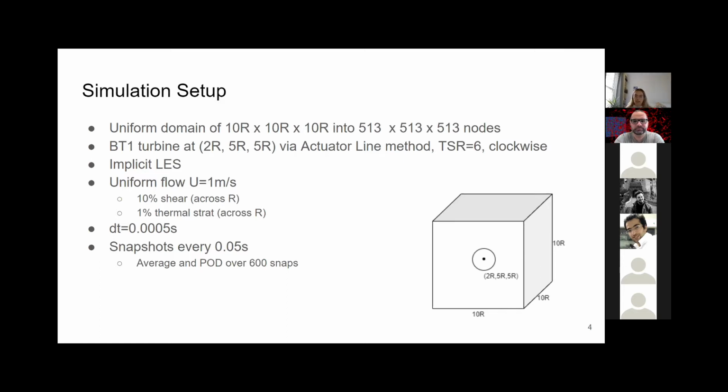And yeah, so for the sake of this presentation, I'm presenting those results so you can see how adding the thermal stratification changes the effect from the shear, from just having shear. And we've got results from 600 snapshots, which are taken every 0.05 seconds. And I'm using these to compute averages and also for some POD results.